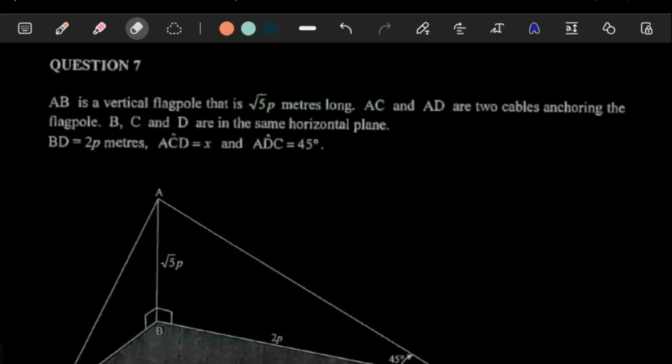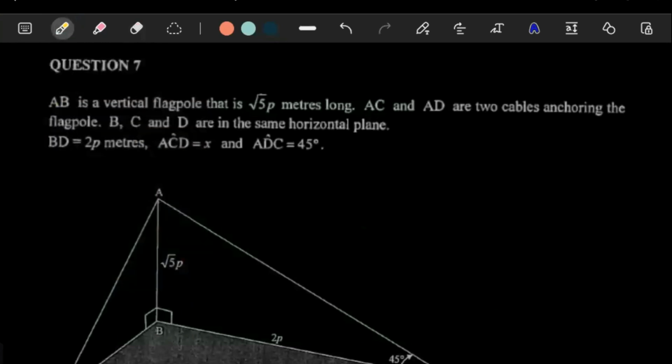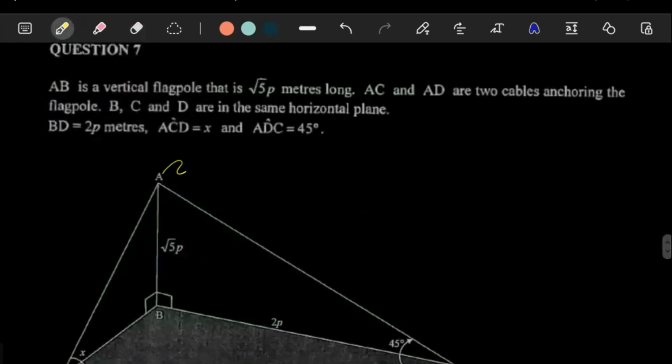Okay, question number 7. I actually went to question number 7, but for some odd reason, I forgot to press record. Yeah, it's painful. But anyways, it says here, A is a vertical flagpole. So we have A over here. It's a vertical flagpole.